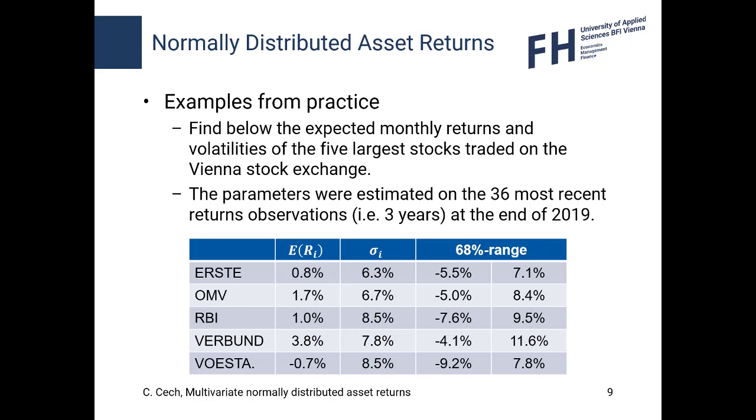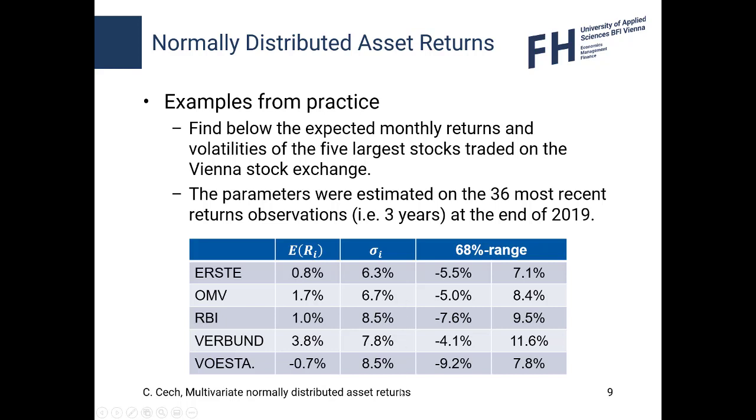So we can see that of course the parameters differ. We see some stocks that had high average return in the past 3 years, which then would imply, if we base our estimations on historical data, that also the estimated return for the next month would be high. For the Verbund, this would be almost 4% per month, and we see others that have performed less well. And we can also see that we have different values for the volatility from less risky to more risky.